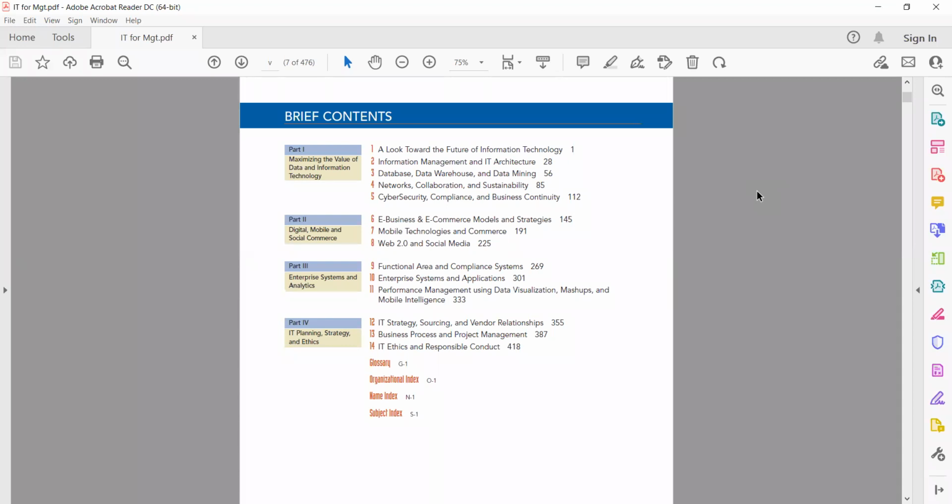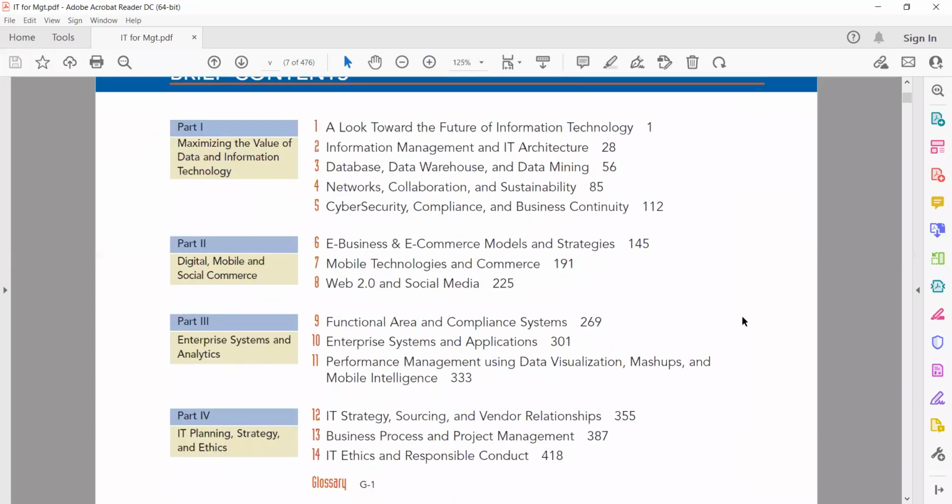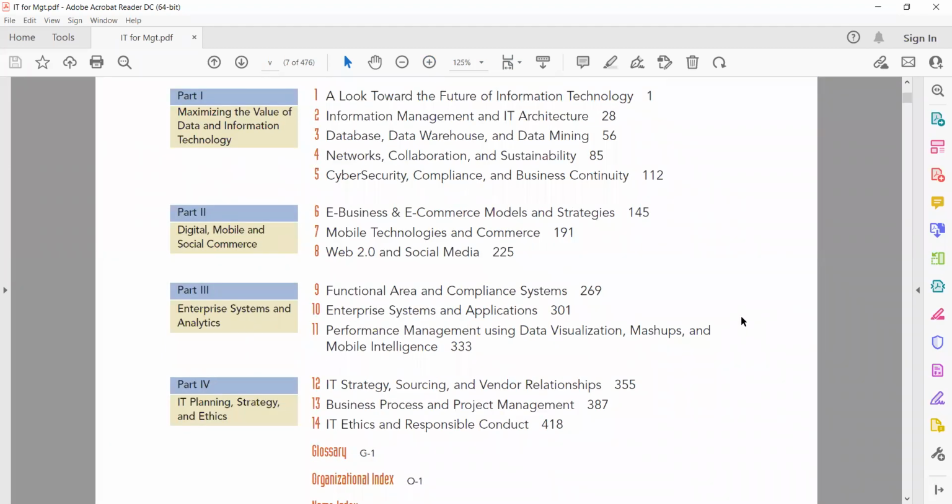That is something else. Part 2 is basically digital, mobile, and social commerce. There we will focus on some of the e-business and e-commerce models and strategies, so it is needed for us. Chapters 7 and 8 are not needed. Chapter 7 focuses on mobile technologies and commerce, and Web 2.0 and social media we don't want to discuss. These are not highly related with our module.